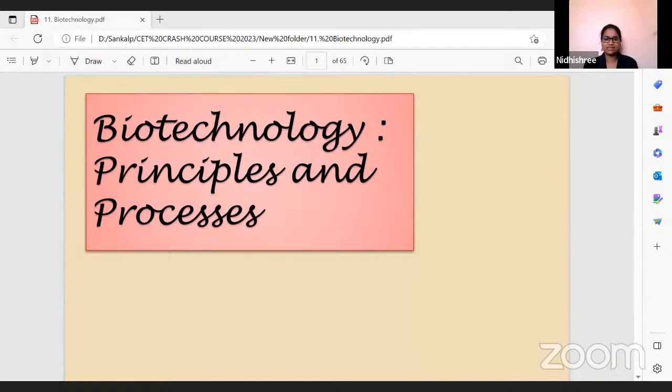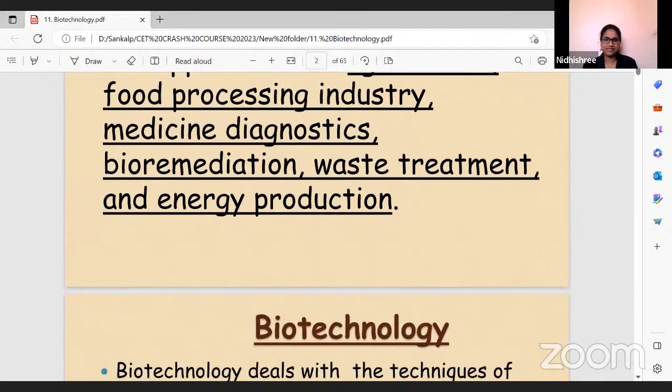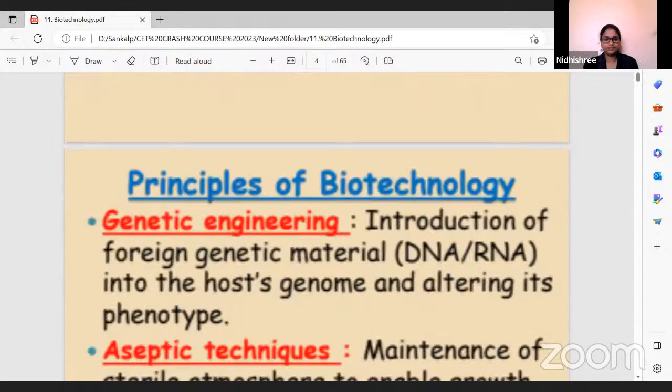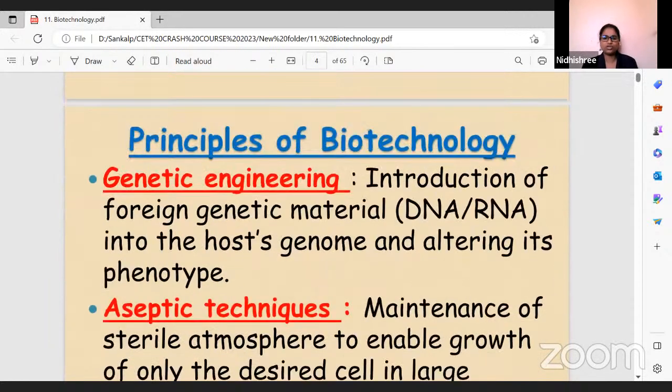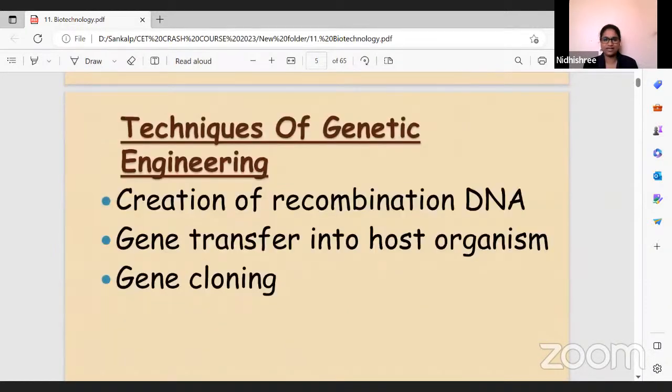As you can see on the slide, it is the definition of biotechnology, where we are using the application of technology in the field of biology. Why? For medicine, bioremediation, waste management, as well as energy production. So the principle of biotechnology is genetic engineering. Genetic engineering is defined as the introduction of foreign genetic material, the other genetic material, into the host genome. Tools of genetic engineering are very important in competitive exams.